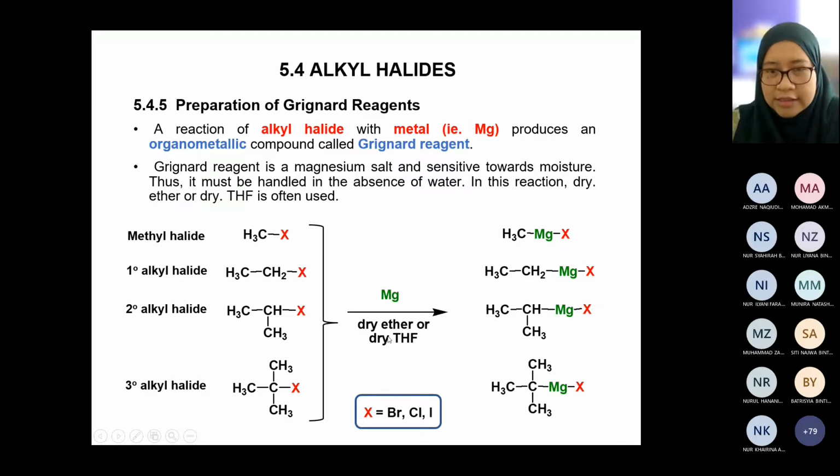It must be in dry ether. So you will produce this. These are what we call Grignard reagent. Simple. Initially, these are all alkyl halides. When magnesium reacts with this alkyl halide, magnesium sits in the middle, between the carbon and halogen. Done. This is our reagent.